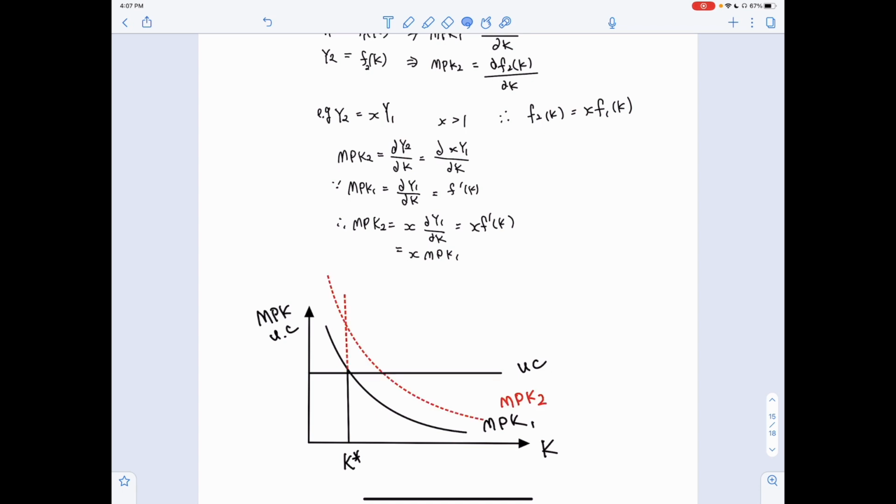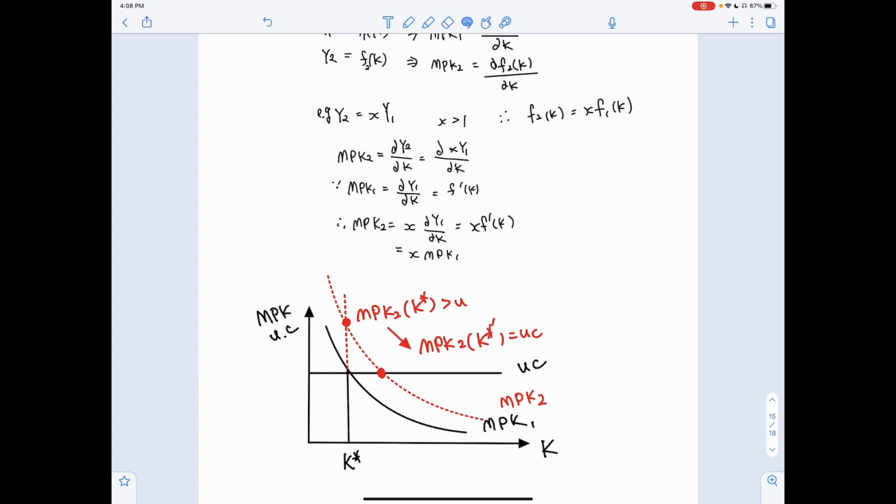Therefore, when we try to find the point that maximizes the profit, that is setting the marginal product of capital equal to the user cost. In the old technology, we choose the K such that the marginal product of capital equals the user cost. But with the new technology, at the same level of K, we are going to have a higher marginal product of capital. Therefore, now the marginal product of capital becomes higher than the user cost.